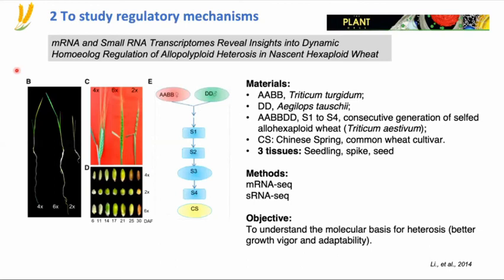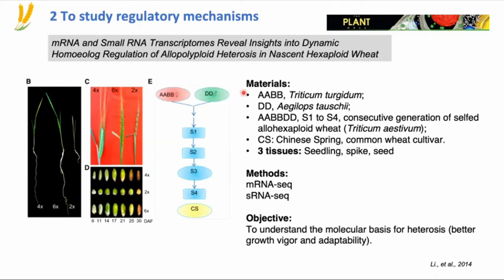And the second case, or second application, I want to introduce is to study the regulatory mechanisms. Because when you study the non-coding RNAs, you want to find out their potential targets. As shown in this paper, they want to study the heterosis in the nascent hexaploid wheat after the cross, and they include messenger RNA-seq and small RNA-seq.